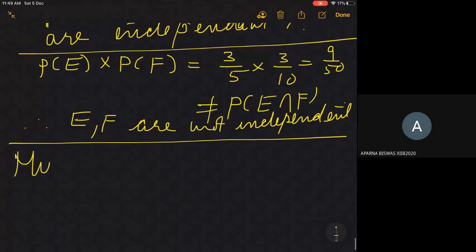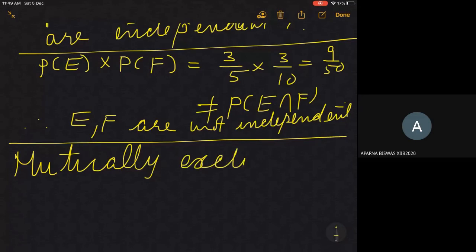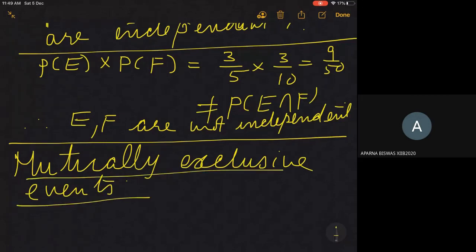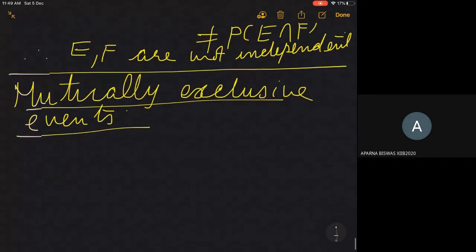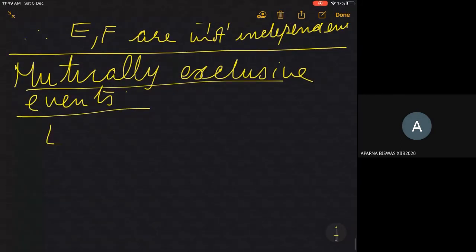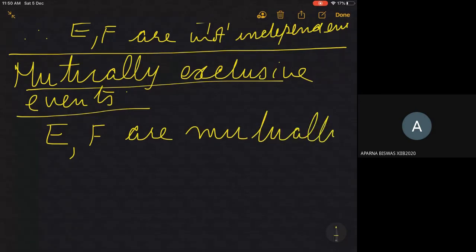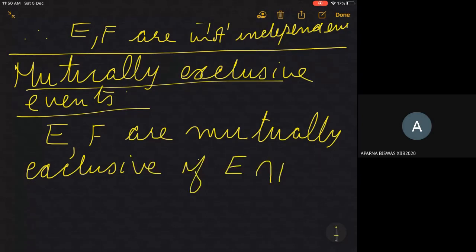We have studied one concept of mutually exclusive events. What do you mean by mutually exclusive event? The happening of one event excludes the happening of another event. That means E, F are mutually exclusive if E intersection F equal to phi.